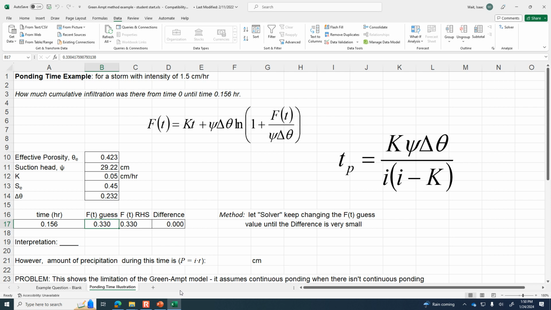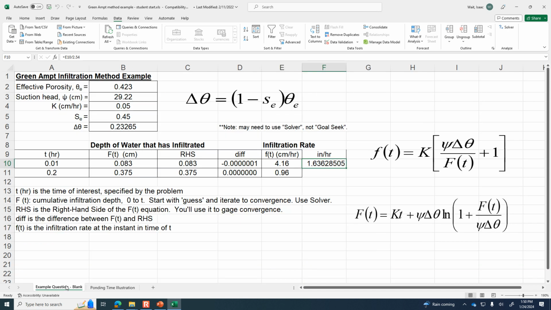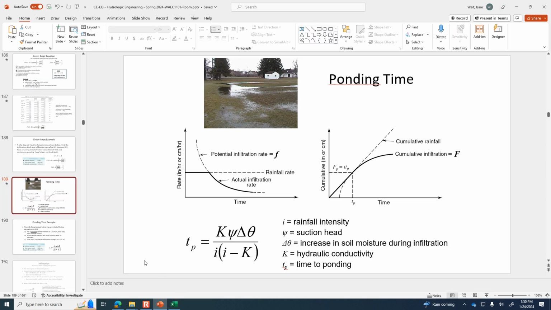So if you look at the next homework assignment, you're asked to use the Green-Ampt equation, and so you can use this same approach. Let me know if you have any trouble getting Solver enabled on your Excel. I can help you with that if you need assistance for it. But we'll talk more about ponding and estimating infiltration rate in our class on Friday. There is a simpler method than Green-Ampt, but it doesn't have as much flexibility. It's not quite as accurate. So we'll talk about that on Friday.